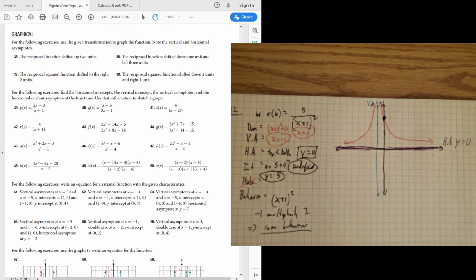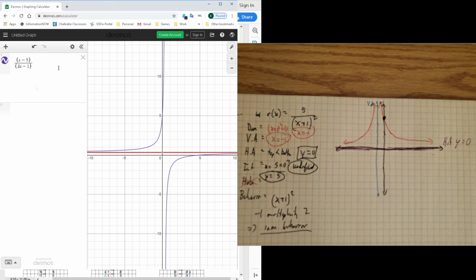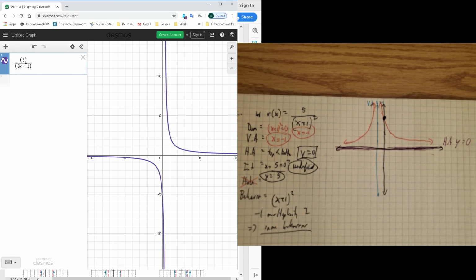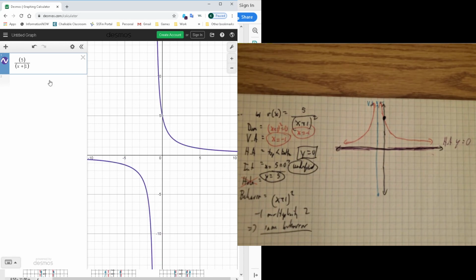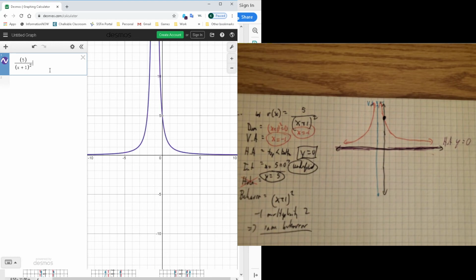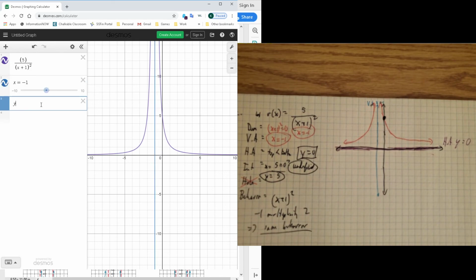And if I graph this one, I have x = -1. I got my asymptote. I got my y = 0, my other asymptote. There it is. Pretty cool, right? It's the ability to take a function and write out its pieces.